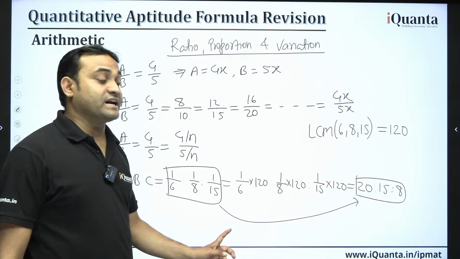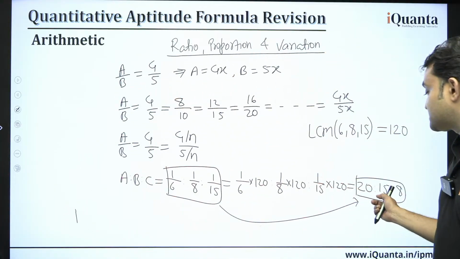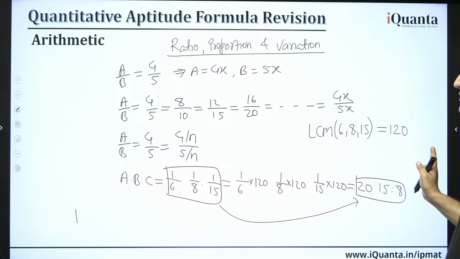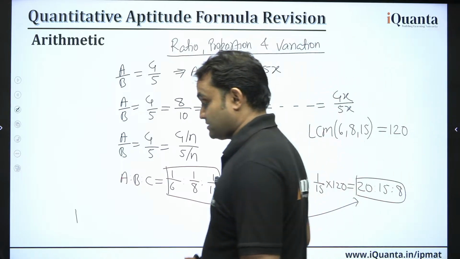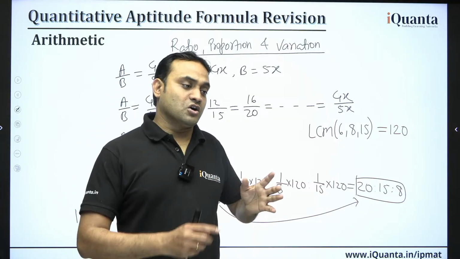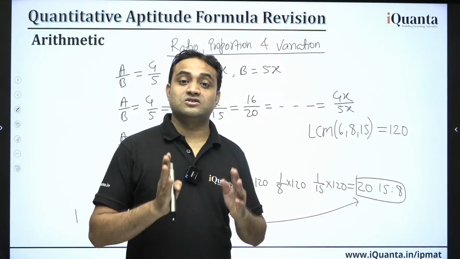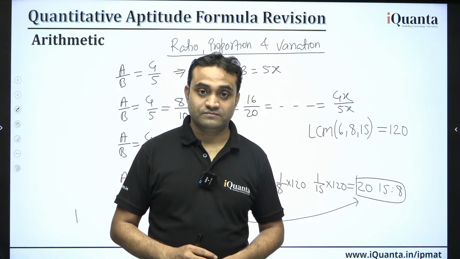So whenever you get a ratio in fractions, you should convert it into integers like this. And the property used here is that if you multiply the numerator and denominator, or the elements in a ratio, by the same factor, the ratio does not change.